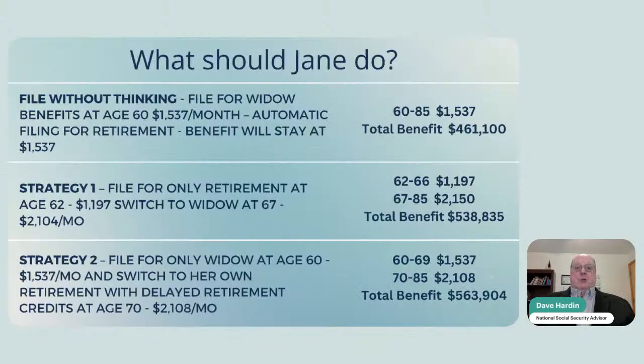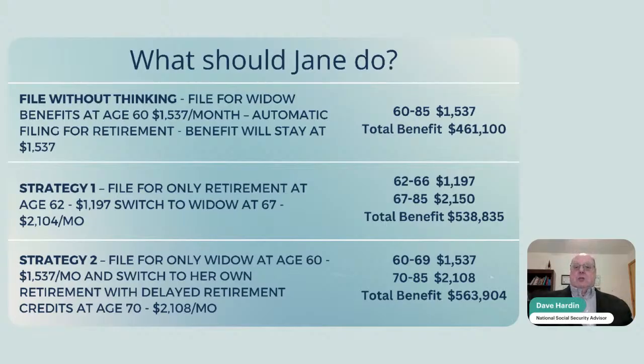I call option one file without thinking because it's what most of us do. We walk into Social Security and we ask the question, how much can I get? What's the most I can get? Well, if they answer that question correctly, they're going to tell her, look, the only benefit you can take is the survivor benefit because the other benefit's not even available to you for 2 more years. So she says, well, how much is that?